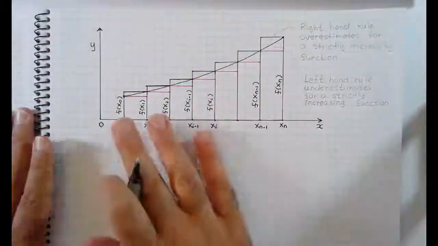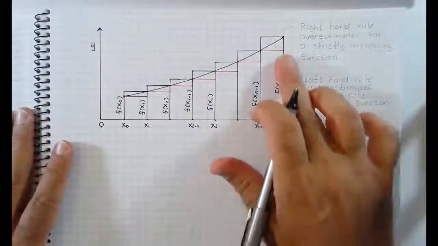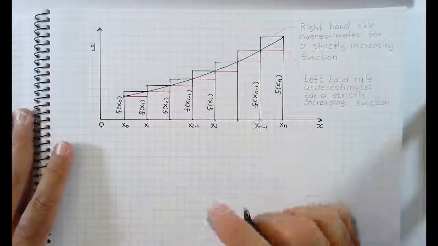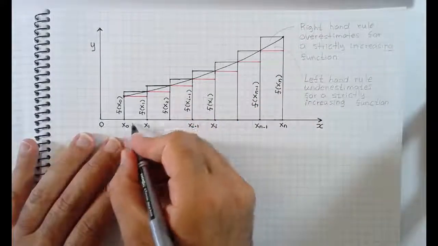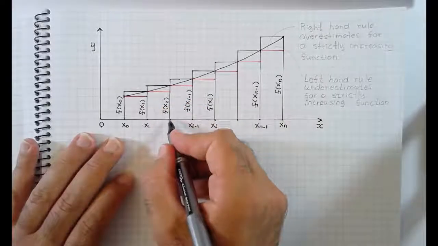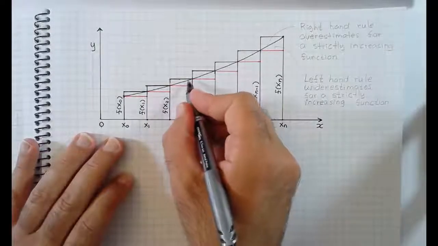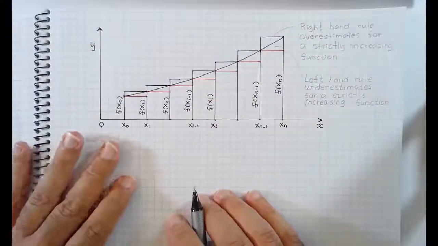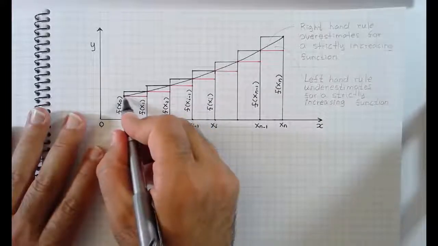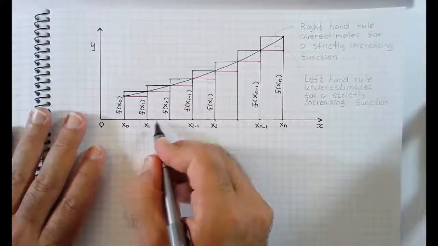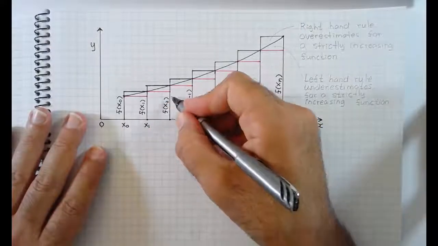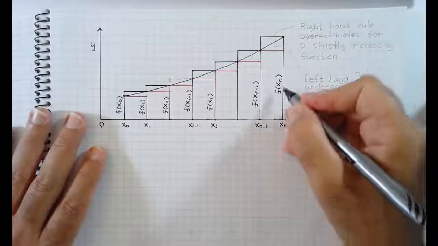So here's a diagram. Here's your function. You can see how the right-hand rule overestimates the function. The left-hand rule underestimates the function. For the right-hand rule, between every interval you evaluate the function at the right endpoint. That's f of x1, f of x2, f of x3, given by the black horizontal line. The left-hand rule underestimates, so you're evaluating at the left endpoint, given by the red line. So the left endpoints are x0, x1, and so on, so you're evaluating f of x0, f of x1, up to f of xn minus 1.